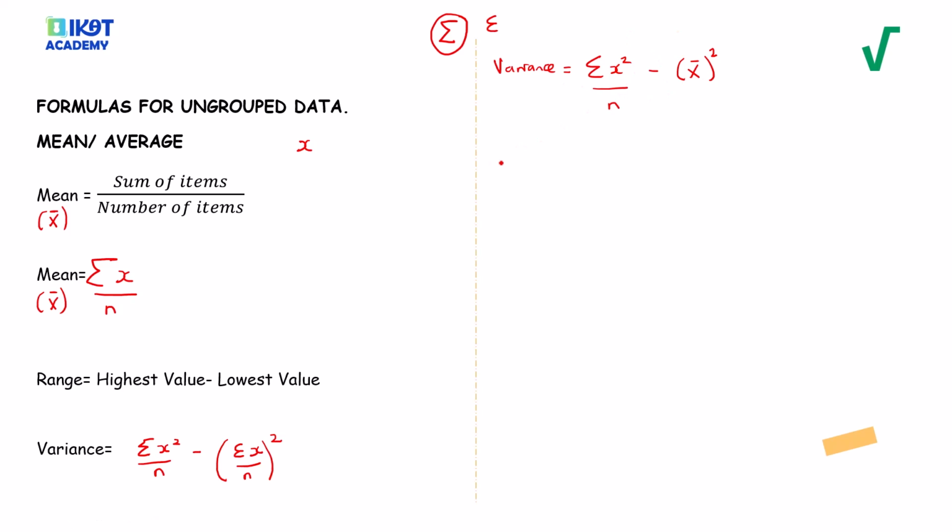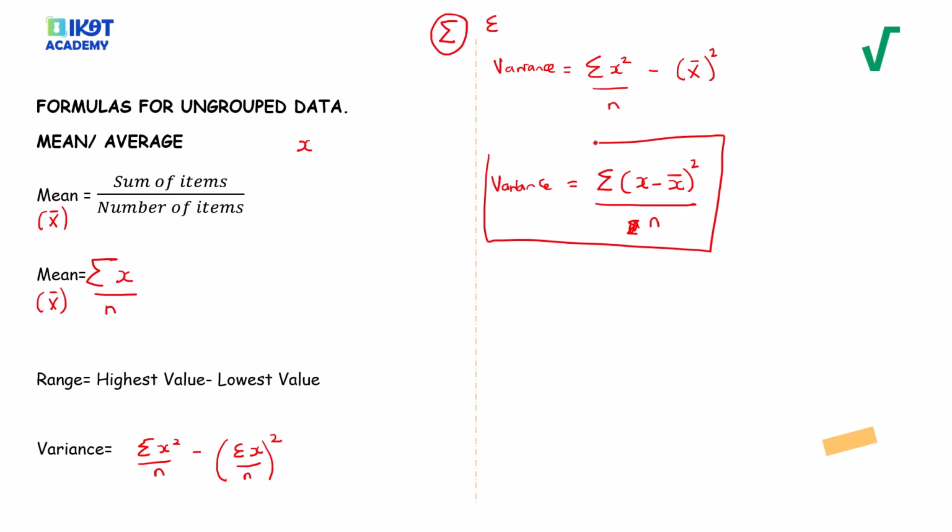Okay, I'm quoting this other formula, we will not use it, but it gives the same outcome, where we have summation of x minus the mean, squared, out of n. So this is our other formula, but as I've said, we're going to use the one above.